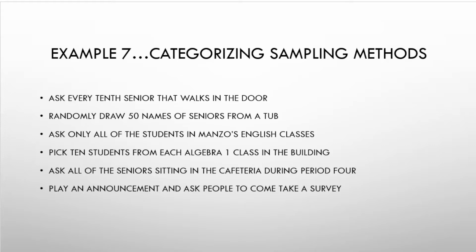Ask all of the seniors sitting in the cafeteria during period 4. Here, we're in the cafeteria, we happen to be there, and we're just asking everybody there. So again, this would be our example here of a convenience sample. Because again, it's just where we happen to be. We're asking everybody there. There was no thought going into it ahead of time. So if it just happens to be in a given location at a given time, it's what's easiest for that person.